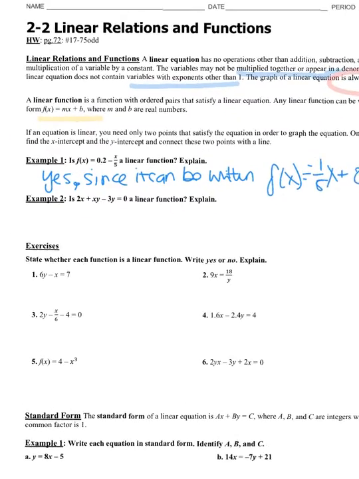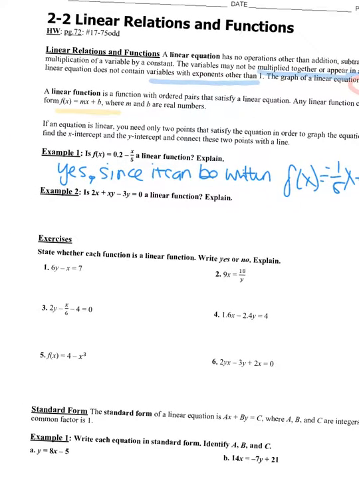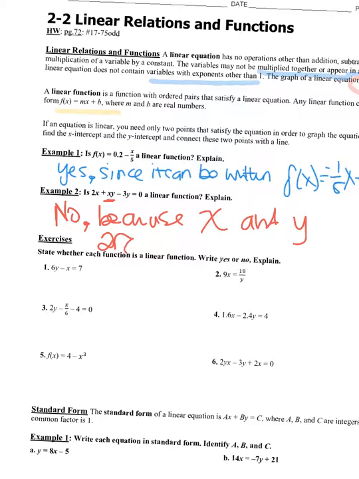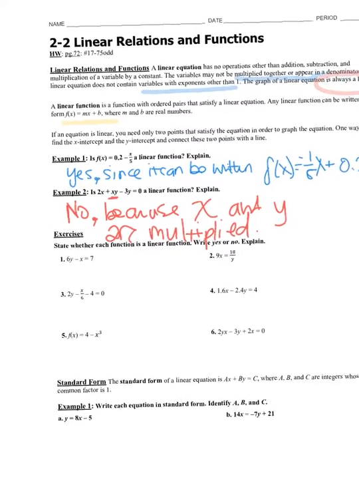So that's an example of when, yes, it can be written as a linear function. Now, example 2, can that be written as a linear function? We would say no, that cannot be written as a linear function, because the variables x and y are being multiplied together, which means this can no longer be a linear function.